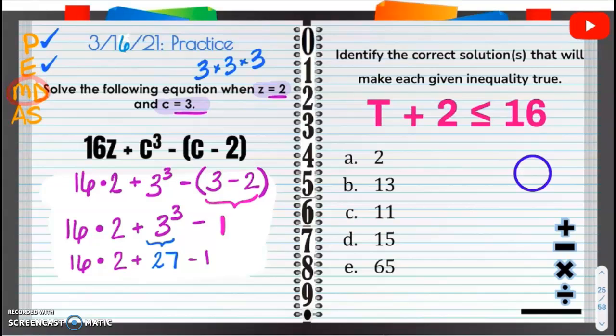Multiplication and or division? Yes. We're going to go from left to right. 16 times 2. Hopefully you get 32. I'm going to bring everything else down I didn't use yet.